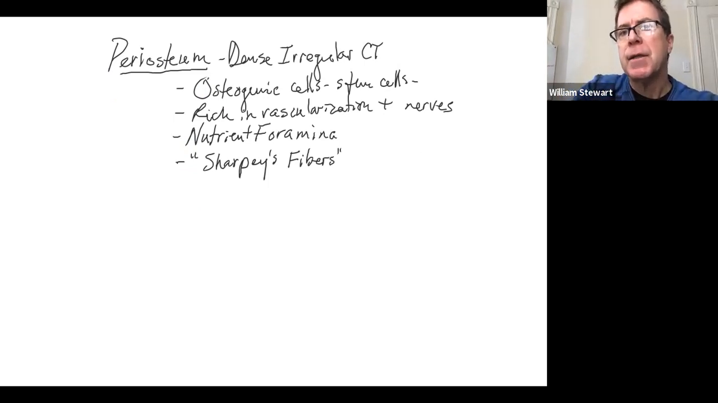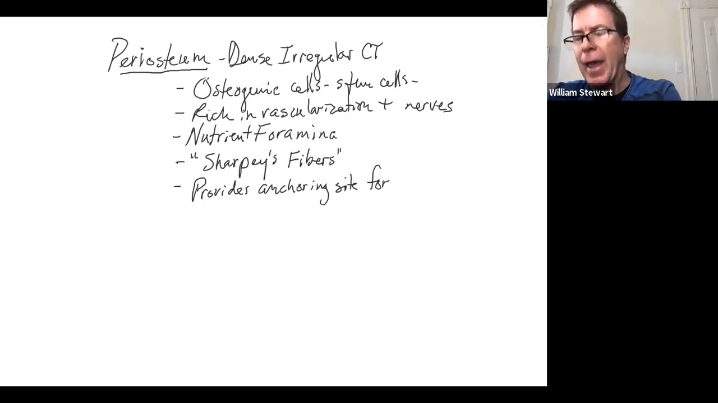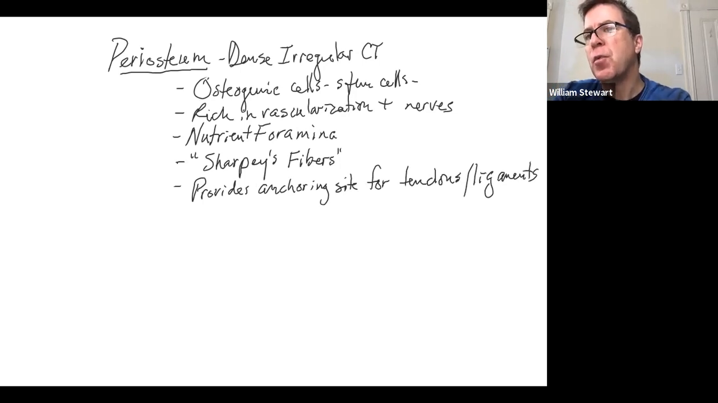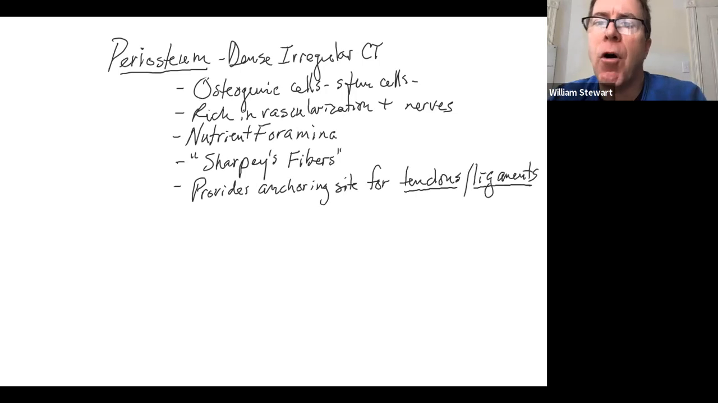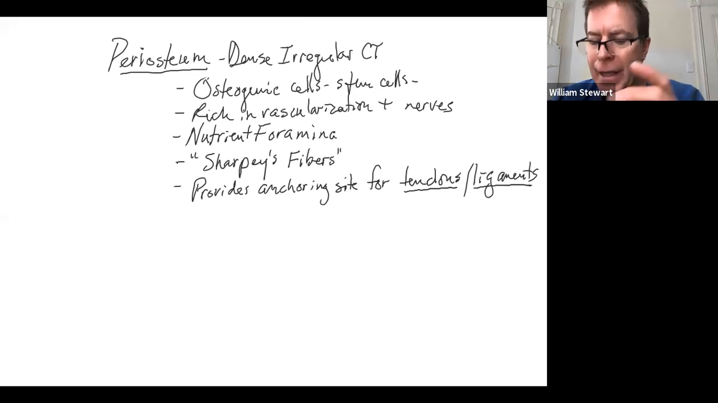Also, the periosteum provides an anchoring site for tendons and ligaments. Just to remind you, we said this when we studied connective tissue. Tendons are connection points of muscle to bone. Ligaments are connective tissue that connects bone to bone. The periosteum oftentimes, not always, but oftentimes serves as an anchoring site for those tendons and ligaments.